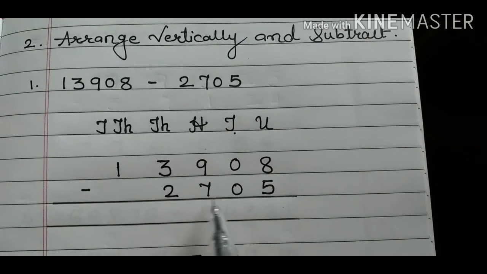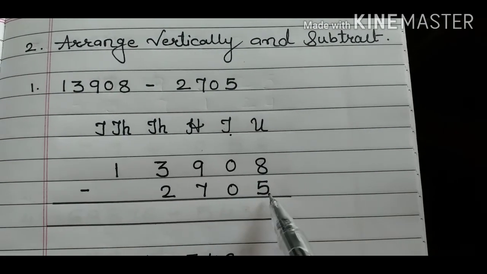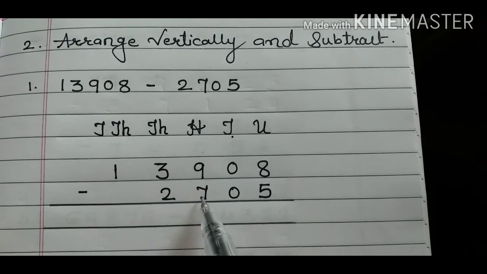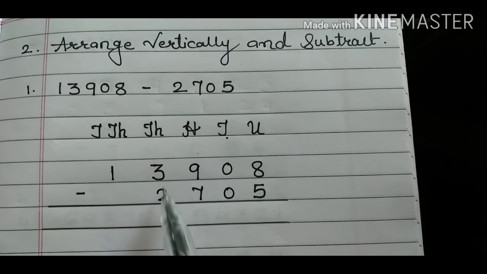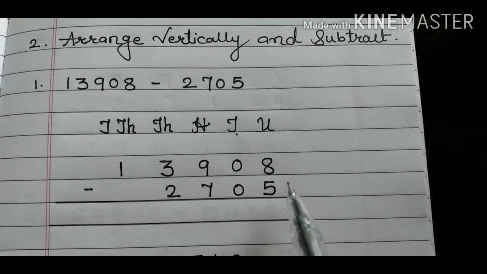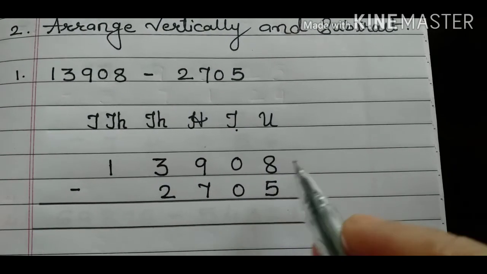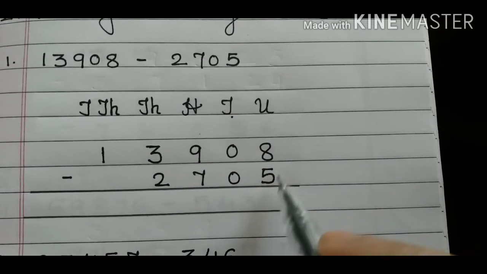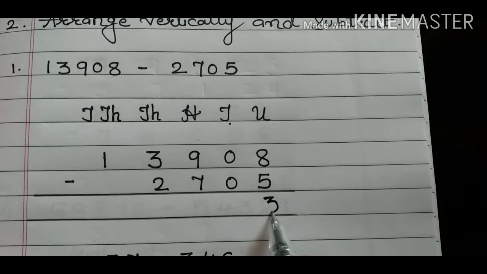Minus 2,705. So write down first 5 in units place, then 0 in tens place, 7 in hundreds place and then 2 in thousands place. So it is easier to do the subtraction for you. Now see, start your subtraction from units place. 8 minus 5 is 3. So write down 3 in units place.